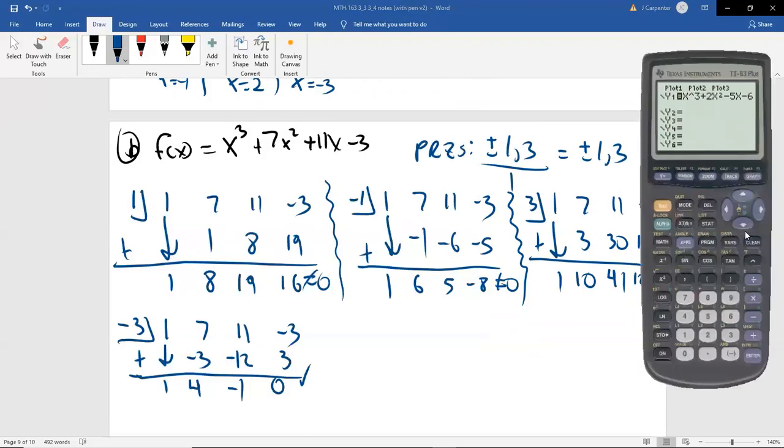I'm just going to go to my calculator like you taught me, and I go x to the third plus 7x squared plus 11x minus 3. And then I hit my graph. And I can see that I've got 1, 2, 3 zeros. And I can tell that 1, which would be right here, doesn't work because that point's way up here. 1 fails. 3 is somewhere way up here because this thing just keeps on trucking in an upward manner. So 3 definitely doesn't work.